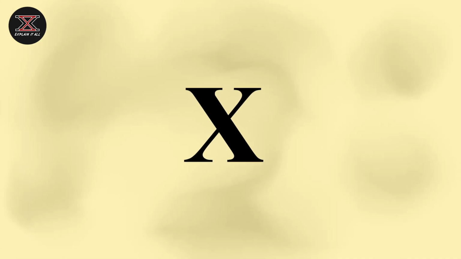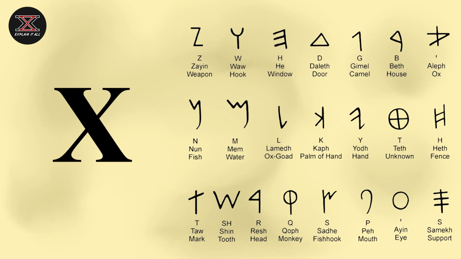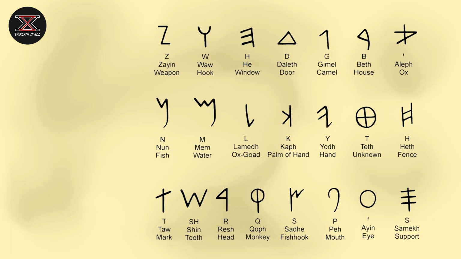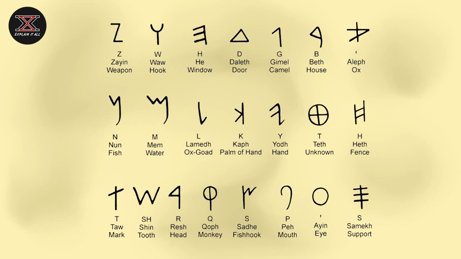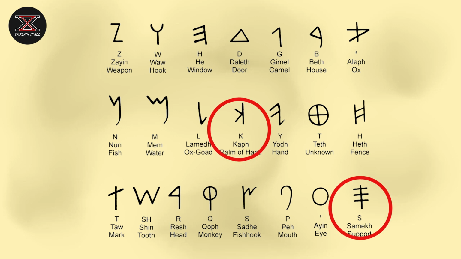The history of the letter X is intriguing and a bit more complex. The Phoenician alphabet didn't have a direct equivalent for X. Instead, the sound that X represents in English, a combination of K and S, was usually represented by different letters, depending on the language context.